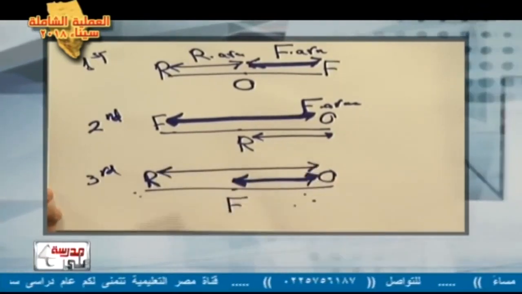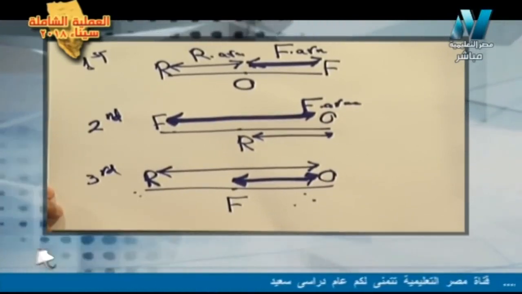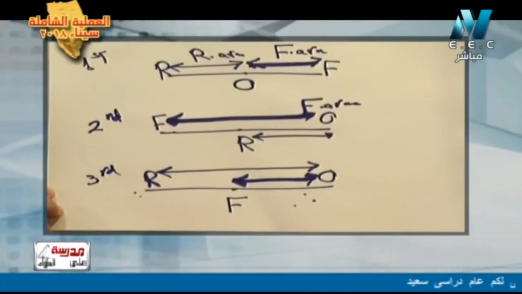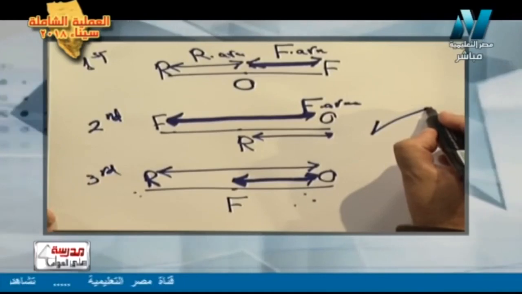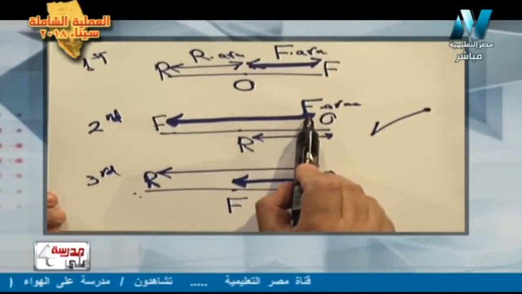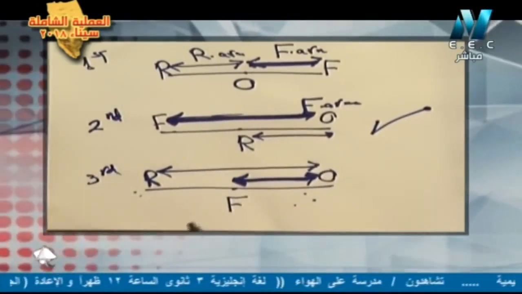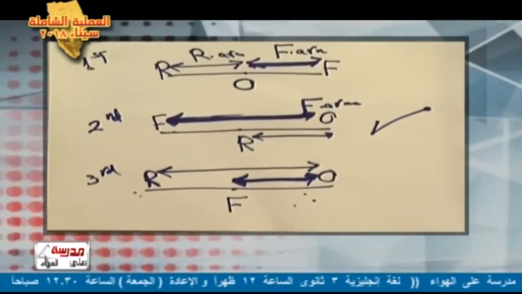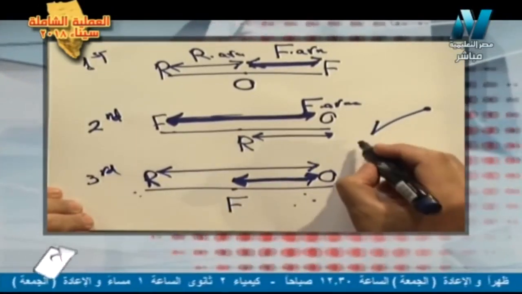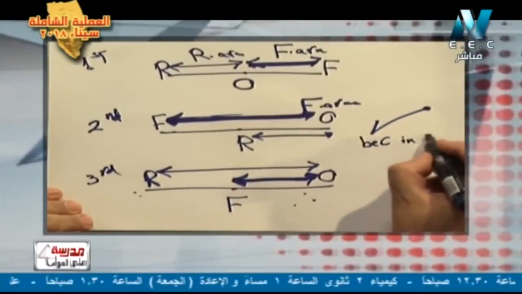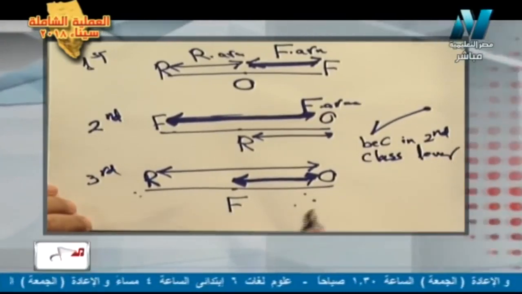In which type of lever, first or second or third, do we have effort force arm more than resistance arm? Surely the second class lever. You can see clearly that in second class lever the effort force arm, the thick line, is more than the resistance arm. So if a question asks which type of lever is the best type, surely it will be the second class lever. Why? Because in second class lever we have what? We have the only condition to save effort.